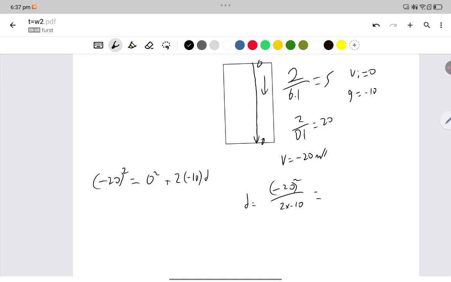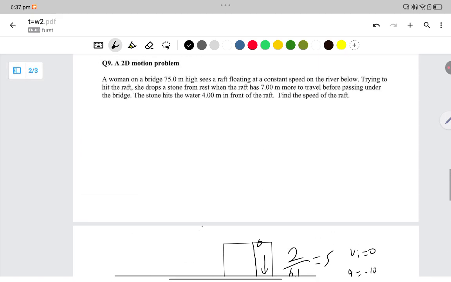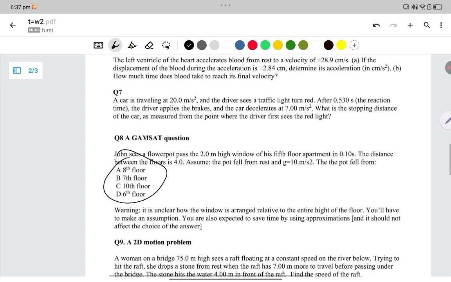20 squared over 2 times negative 10, and that's about negative 20. So from the point of origin, it's traveled down 20 meters. And what does this formula give us? This formula gives us the distance it took for the pot to reach that speed of negative 20 meters per second. So it's traveled down 20 meters. We'll do 20 divided by 4 to determine the number of floors, and that's 5. So it's traveled down 5 floors. We're on the 5th floor. So 5 floors above us is 10. So the answer is C.